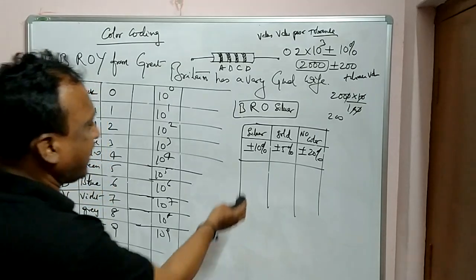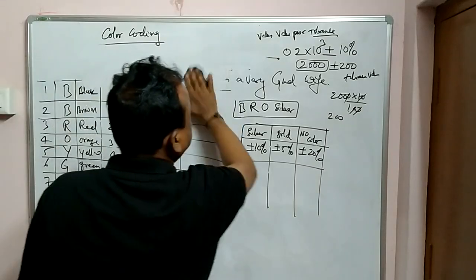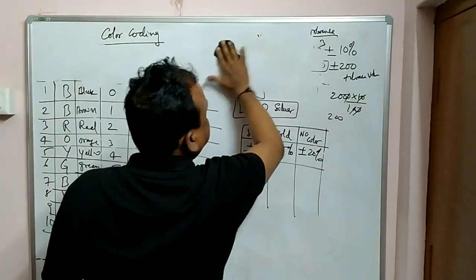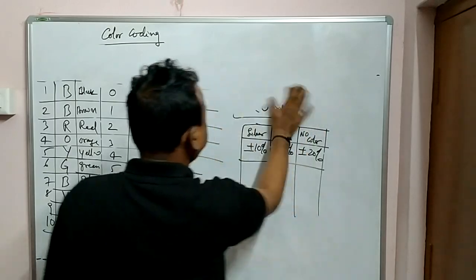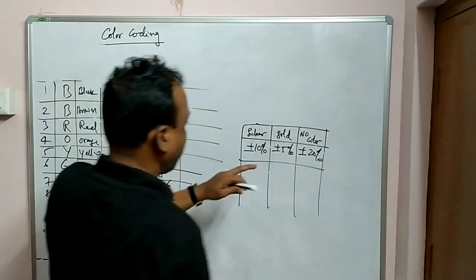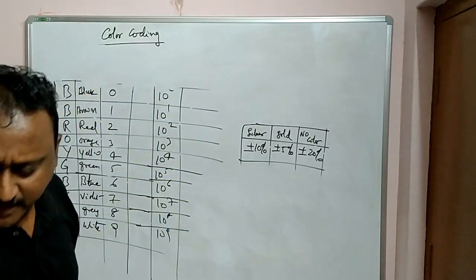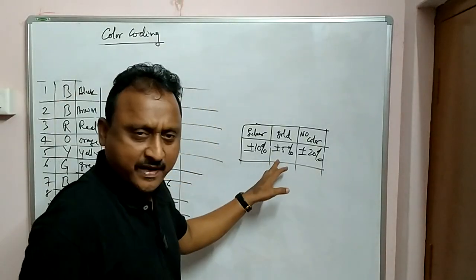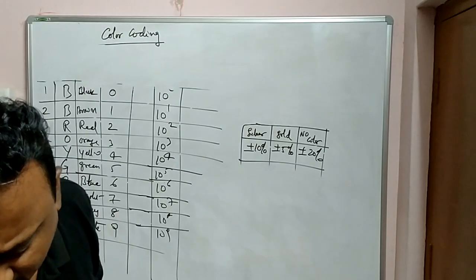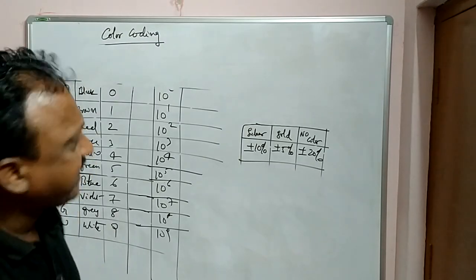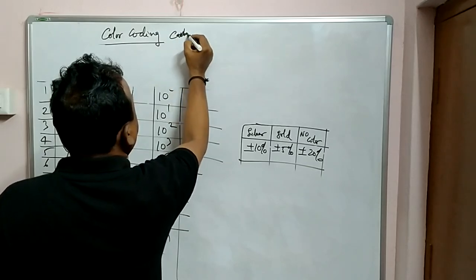Shall I rub this one? Now see here, I am giving a small numerical. How to solve that one, we'll see. I will put this table because this is useful for us in solving problems. Silver plus minus 10%, gold plus minus 5%, no color plus minus 20%. For example, in the examination, they give a carbon resistor, a small numerical.